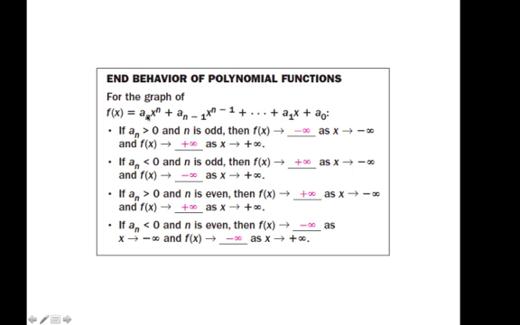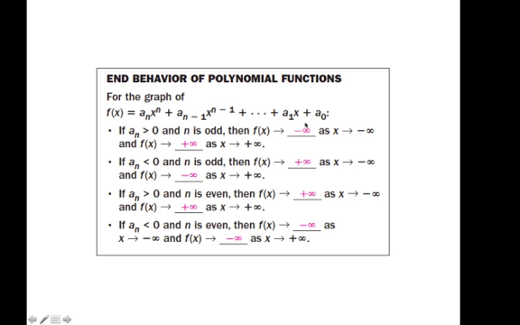You're going to be looking at two things. You're going to be looking at whether n is odd or n is even, and then you're going to be looking at whether or not you have a positive or negative coefficient there. Okay, so if a_n is greater than 0, if it's positive, and n is odd, then your function is going to go really far down as you go to the left. The way we write that algebraically is f of x goes to negative infinity, that means really far down, as x goes to negative infinity, and that means far to the left. And f of x is going to go to positive infinity, way up high, as x goes to positive infinity, as x goes to the right.